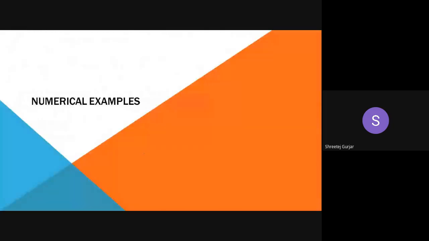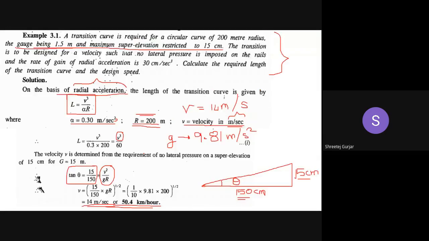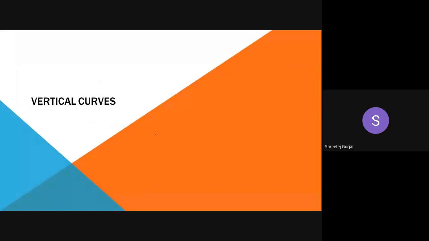You have the theory part, and you have to solve a numerical on the transition curve, which we have done. Okay, so with this, we have finished the transition curves. We have to cover one more important topic now, that is vertical curves. Do we have time? We have 5 minutes. Okay, no problem. So vertical curves we shall cover in the next class.